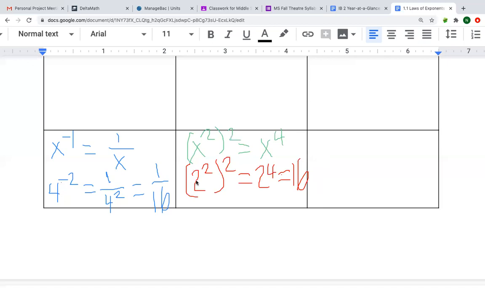But if we were to break this down, since we have numbers, 2 squared is 4, and 4 squared is 16. So that's just an example of the rule being applied and broken down, and why the rule works. But it's a shortcut, and it works especially well when you have variables and you can't figure out what x squared is.